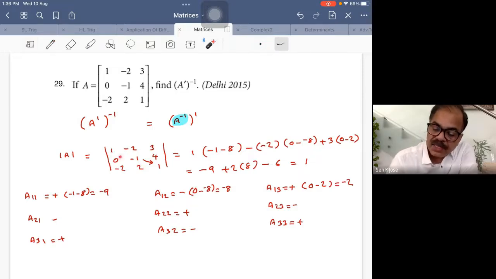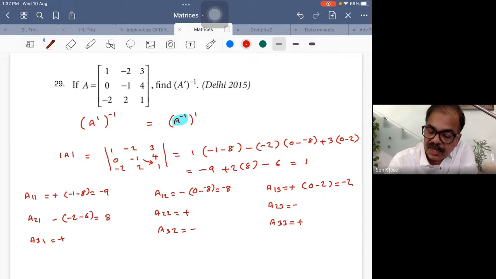A21, that's the element. I delete the row and the column it belongs to, then cross multiply. Minus 2 into 1 is minus 2, minus 6. Look at that again. That's the element A21. Delete the row and the column it belongs to. The rest of the 4 elements form a minor. Evaluate it: minus 2 into 1 is minus 2, minus 6, which is going to be 8 here.